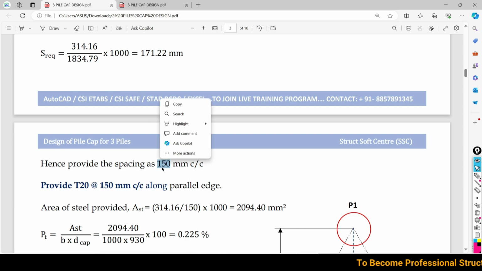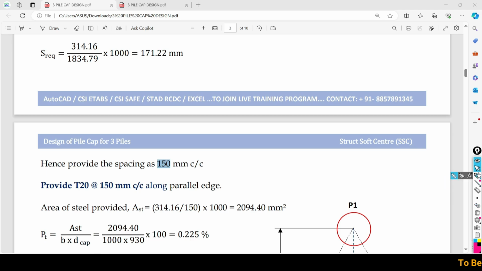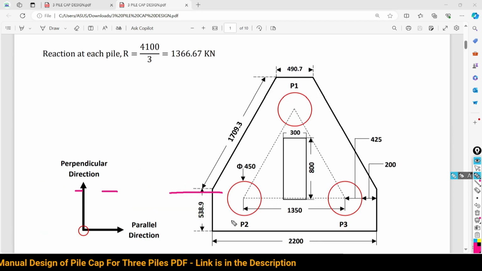So the spacing between the bars will be 150 mm center to center. Now provide T20 at a spacing of 150 mm center to center along the parallel edge. So basically we are going to provide the reinforcement like this.